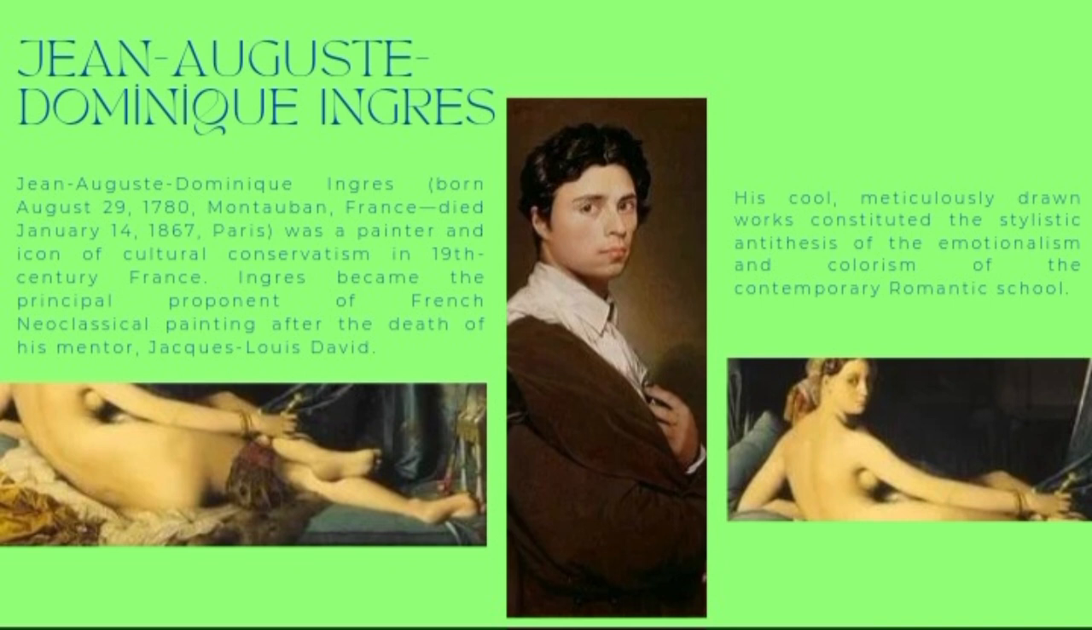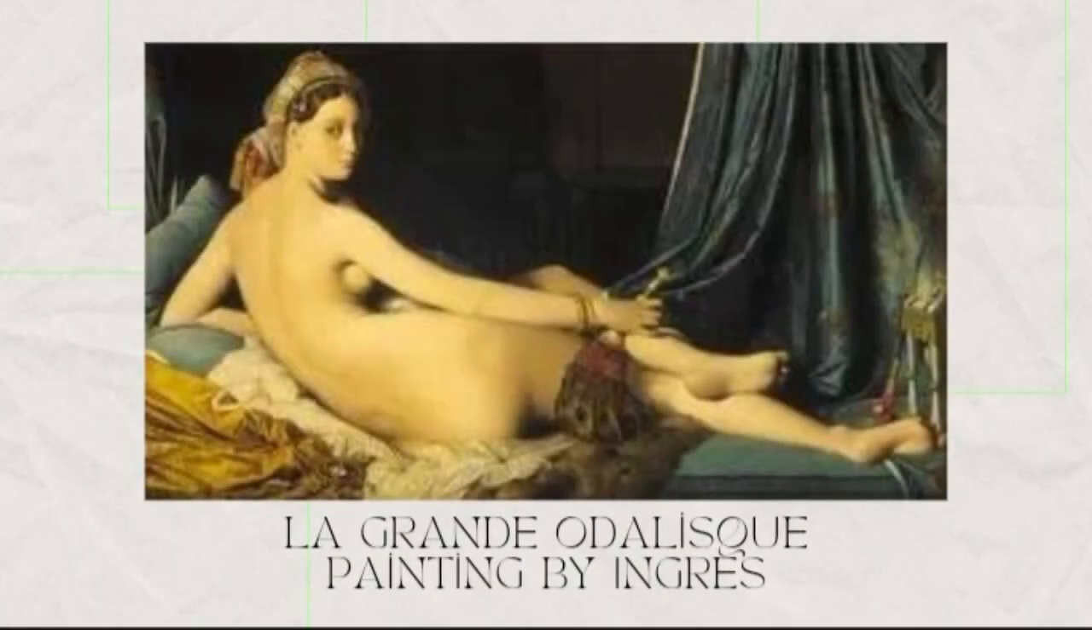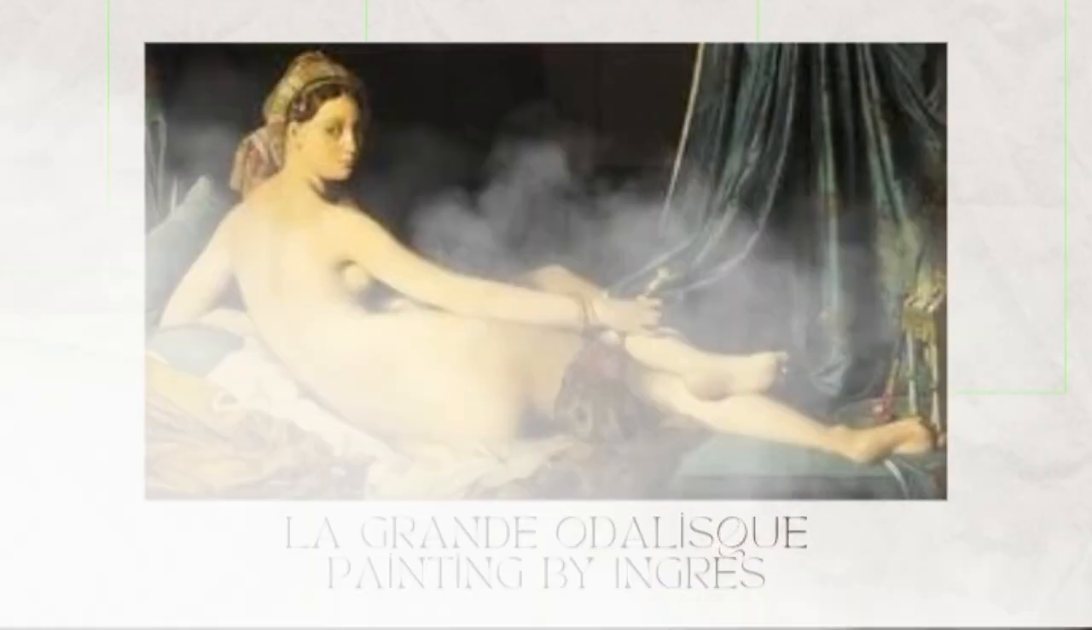Ingres became the principal proponent of French neoclassical painting after the death of his mentor, Jacques-Louis David. His cool, meticulously drawn works constituted the stylistic antithesis of the emotionalism and colorism of the contemporary Romantic school. Here's La Grande Odalisque, a painting by Ingres.